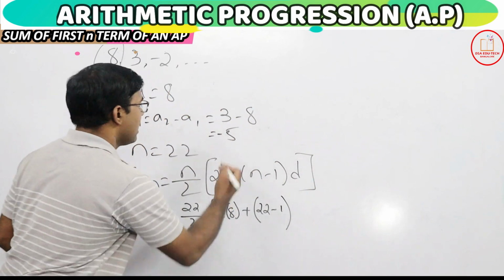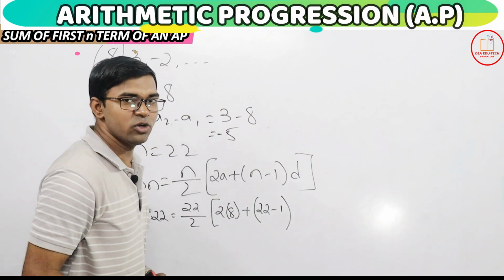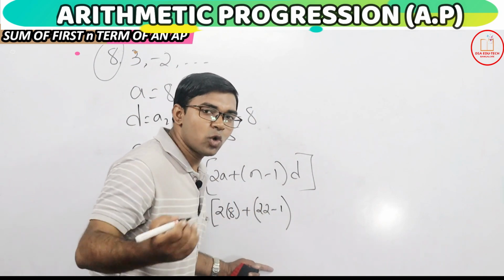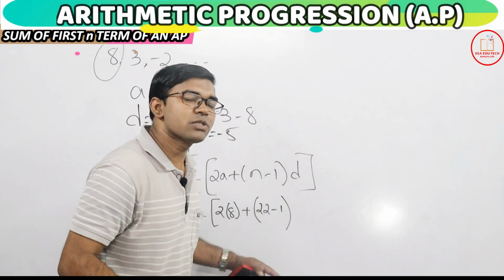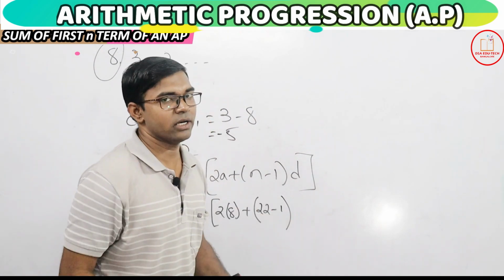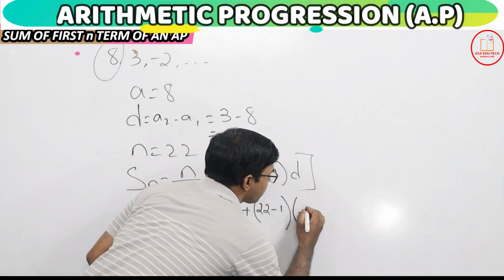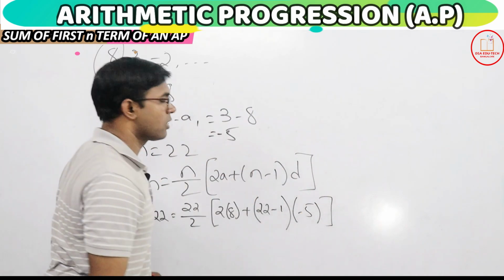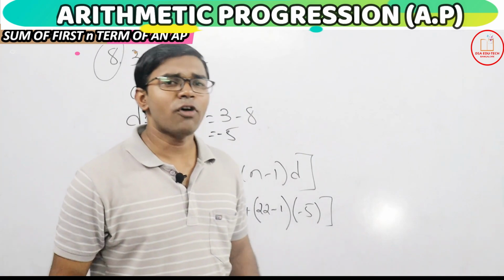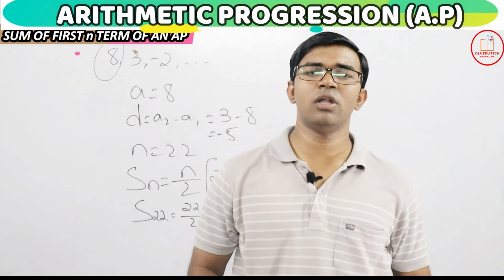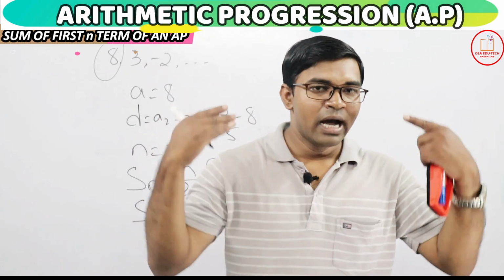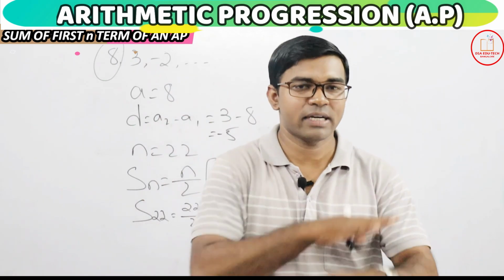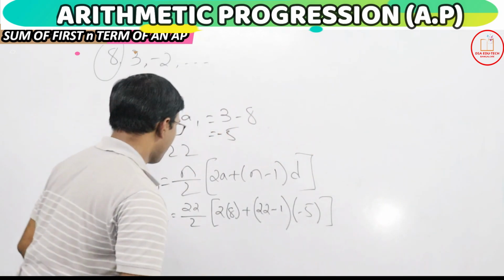d value is minus 5. As I told you, whenever we have a negative number like minus 5, we write that number in a bracket. So I will write minus 5 over here and then close the bracket. I have substituted the values in the formula. Now what is next? Addition, multiplication, subtraction. That's all. Let me do that for you.